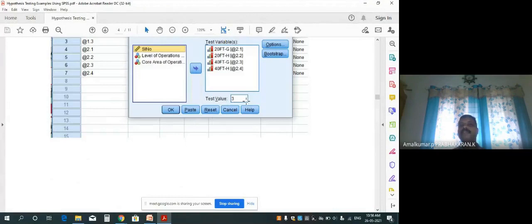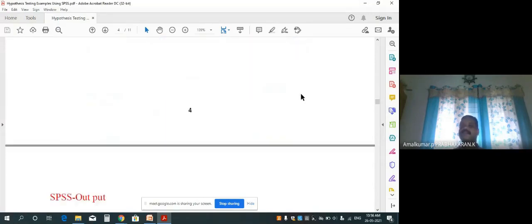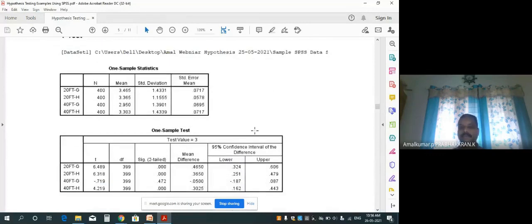We are giving the test value 3. The test value means the researcher assumed that this is the population mean, because we are using a 5-point scale. In between the 5-point scale, the researcher never takes a deviated position. The researcher takes an unbiased position and believes that 3 is the moderate position, 3 is the population mean. This is the assumed mean. The researcher assumed this is the population mean, that is the test value 3.